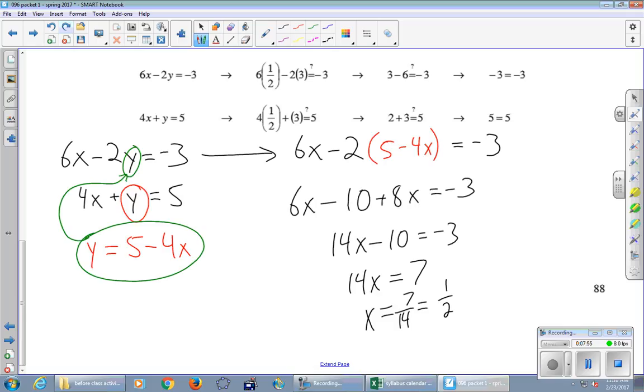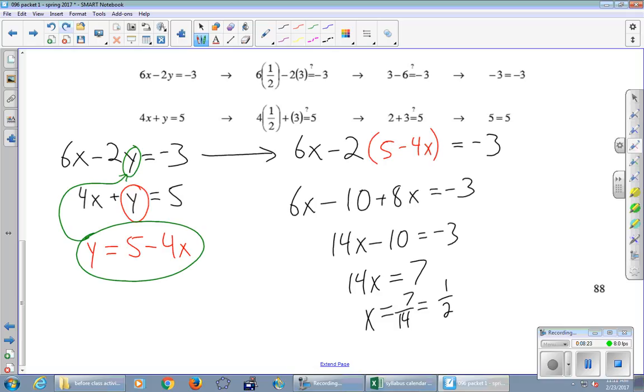Remember, the system of equations wants to know how much is x and how much is y, not just how much is x. And so there's one optimal place to go for finding the y, and that's the equation where we have y equals. Now you can go to any equation that has x and y, but if you've got an equation that says y equals, you go there. So instead of x, what are we putting in? Putting in this 1/2 that we just calculated.